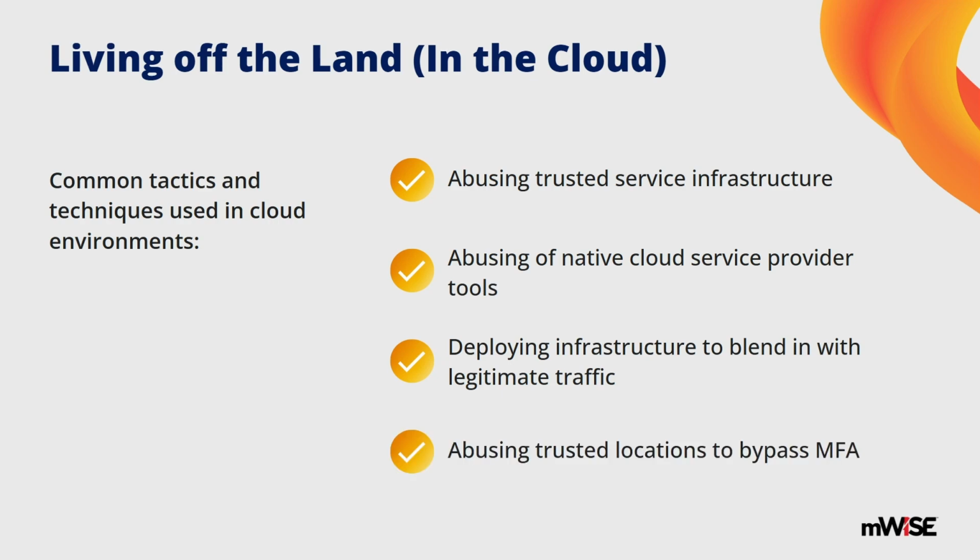And lastly, around abusing trusted locations to bypass MFA, where many organizations are excluding trusted locations, so things like on-premise networks and VPN ranges, from MFA enforcement. And so if an attacker can get a foothold within a cloud environment, by deploying a new virtual machine, for example, they can use that to then gain single-factor access to additional resources within the environment.